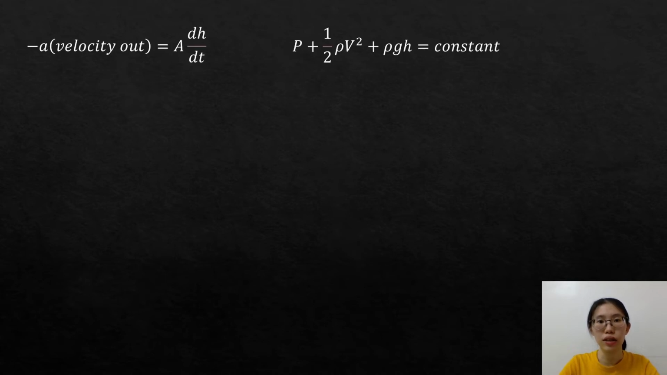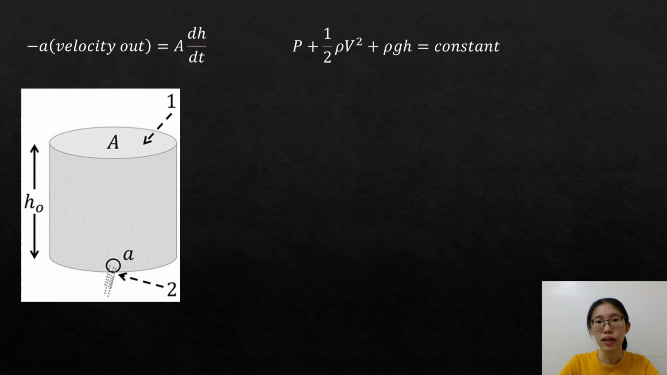First, we know that the rate of accumulation of volume is equal to the rate of change in height multiplied by the cross-sectional area. So our first balance equation now is this. Then the principle of conservation of energy leads us to the Bernoulli equation. Next, let's take a look at the model of our experiment. Bernoulli equation is applied to these 2 points.